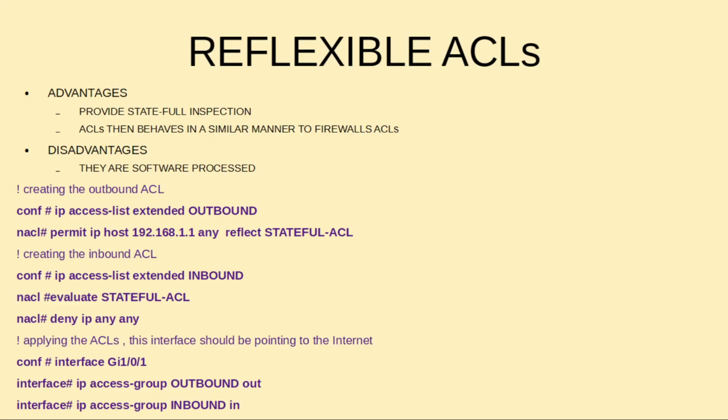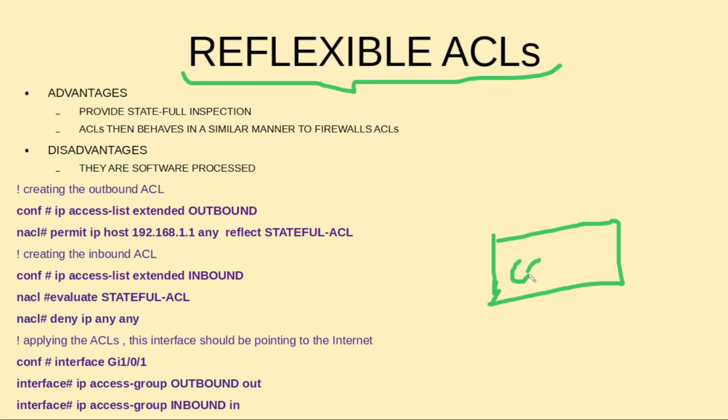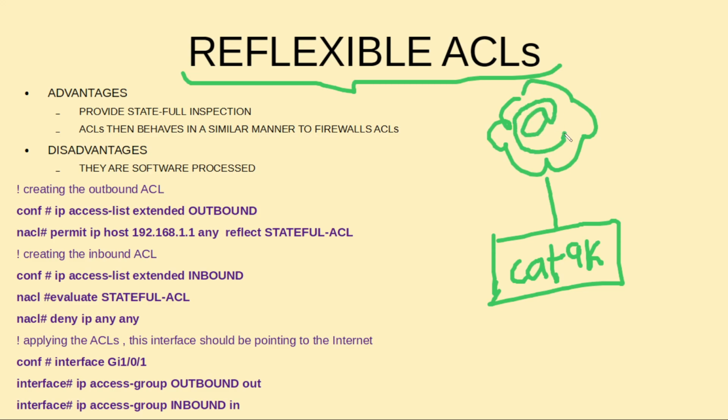Okay, now we are going to see how exactly we are going to use a reflexive ACL. Within our Catalyst 9000, we are going to use this feature on an interface that is pointing to an external network, let's say the internet. In this case, we are going to configure two ACLs on this interface, the outbound ACL and the inbound ACL.